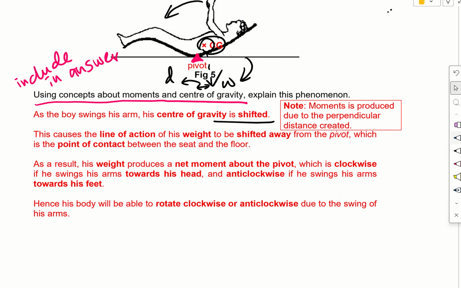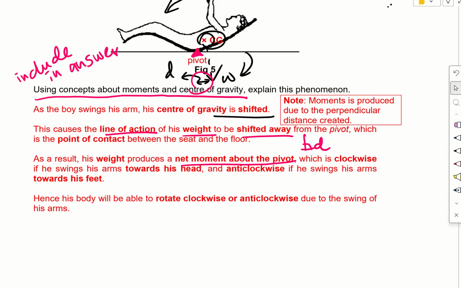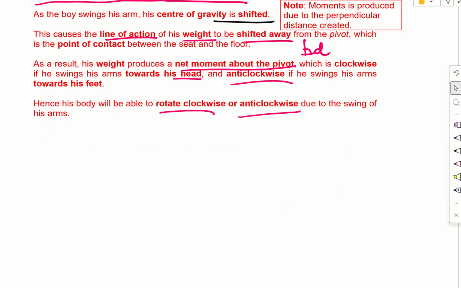So again, as the boy swings his arm, his center of gravity is shifted. This causes the line of action of his weight to be shifted away from the pivot. What does this mean? It means that there is a net moment about the pivot because there's a perpendicular distance, as shown from here. So as a result, his weight produces a net moment about the pivot, which is clockwise if he swings his arm towards his head, if he raises his hands, and anti-clockwise if he swings his arms towards his feet. So hence his body will be able to rotate clockwise or anti-clockwise due to the swinging of his arms.